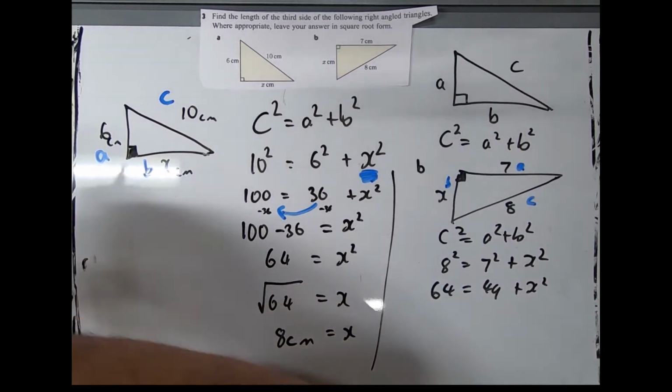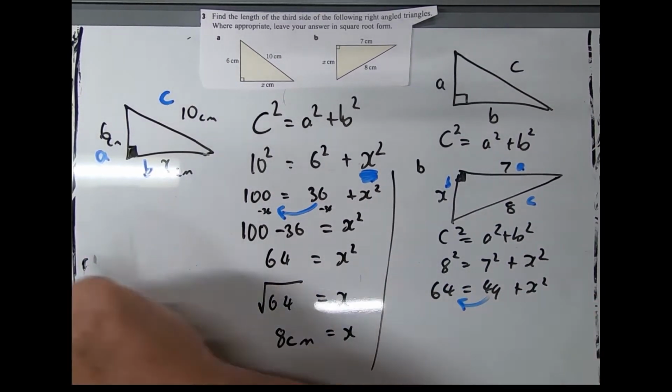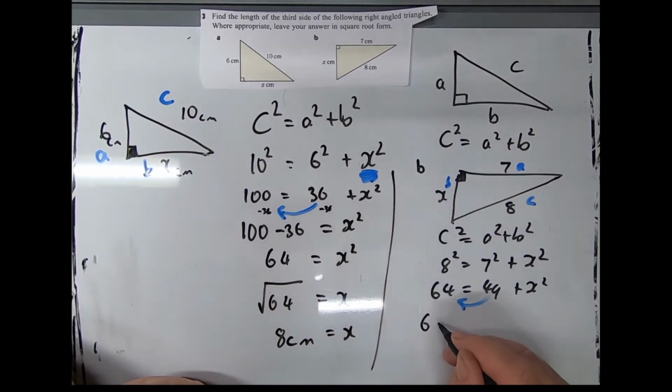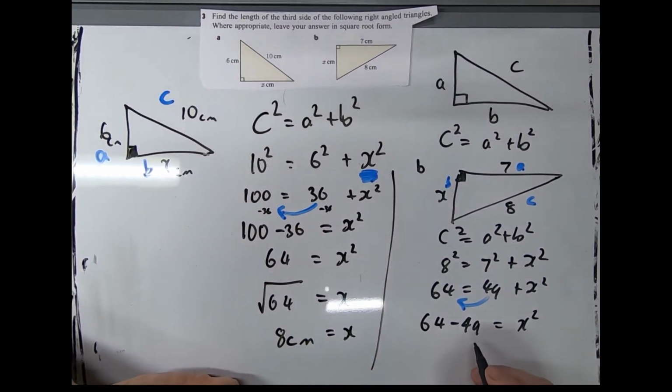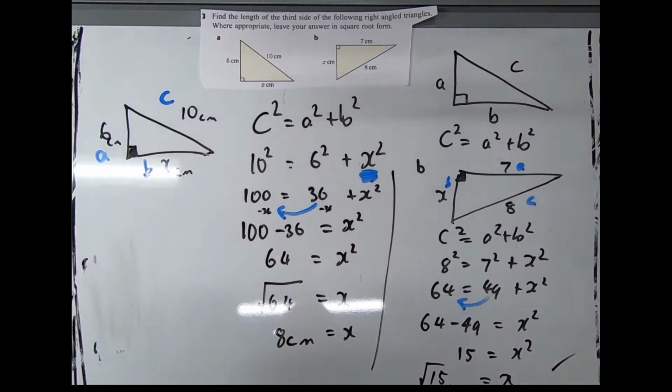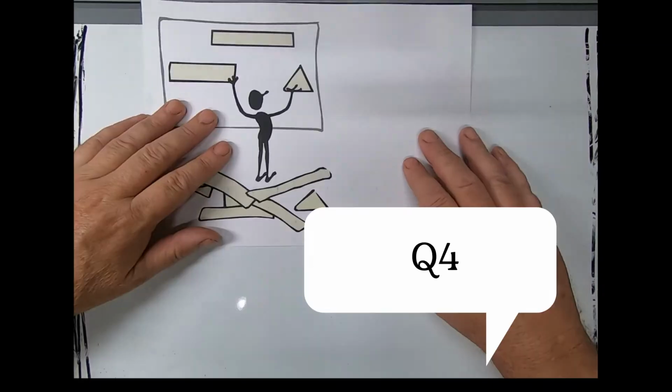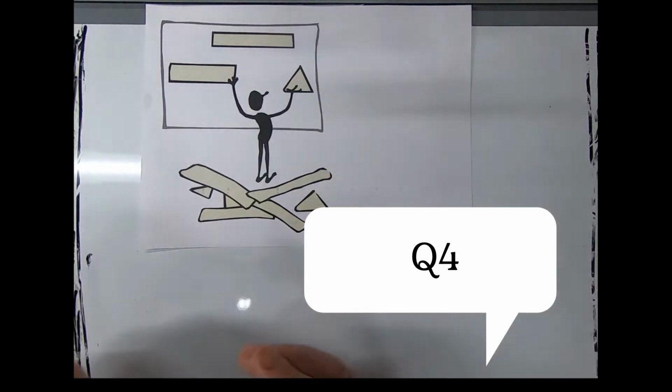Here is x squared. I need this to depart the building. I need it to move across to the other side. Join the other barbecue. When I move it across, it becomes negative. 64 take 49 means maybe 15, I think. And for this question, leaving it in square root form, it wanted my answer to look like this. Centimetres. Boom. Okay, keep working on that organisation.